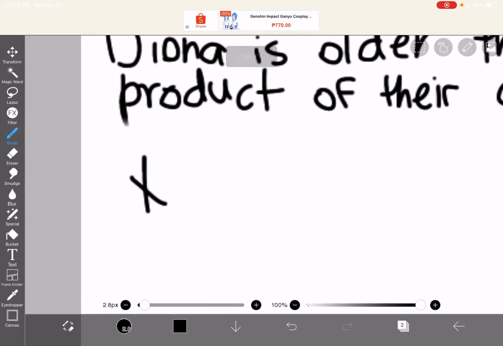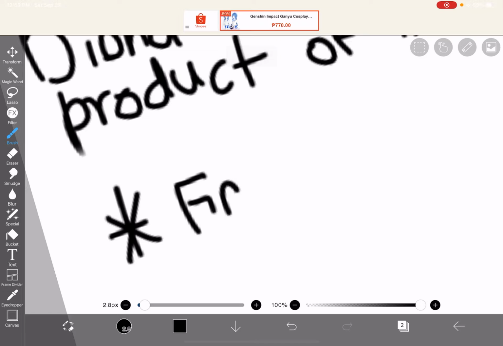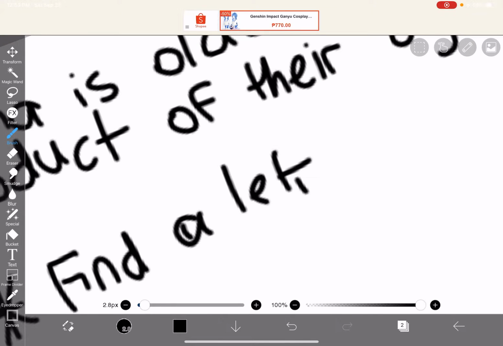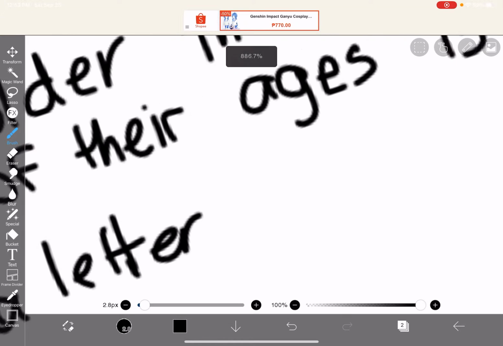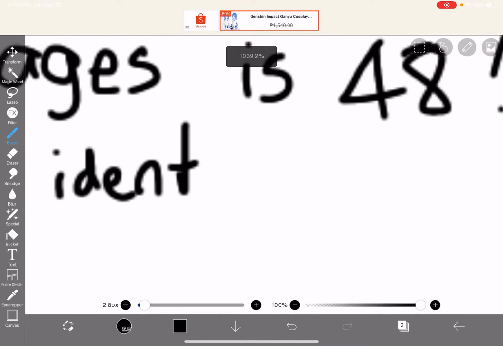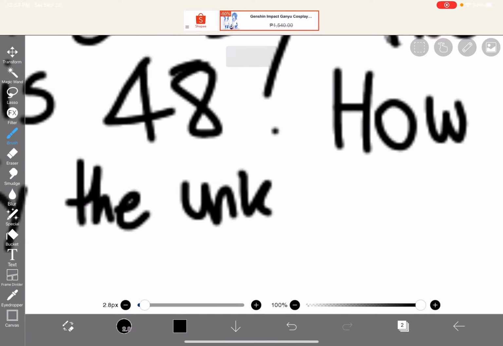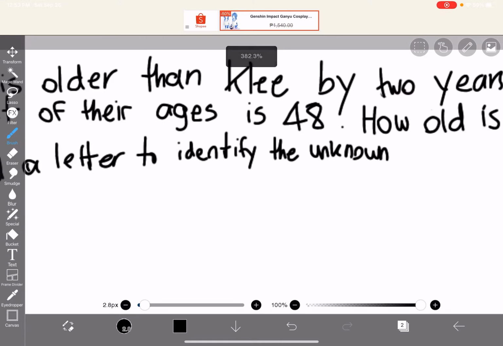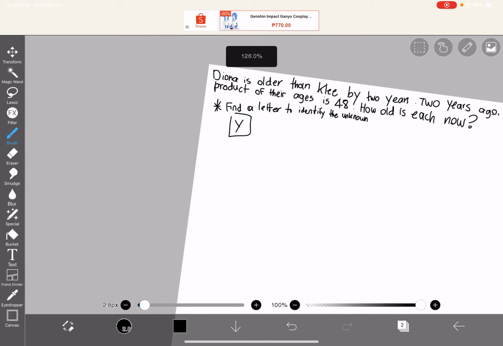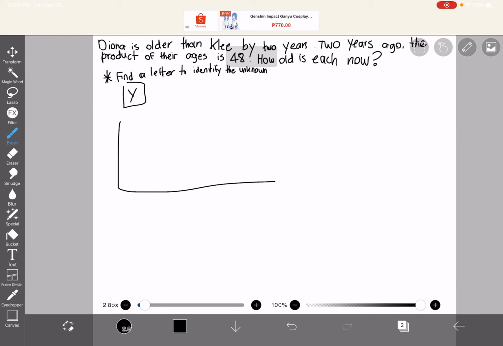So let's find the letter to identify the unknown. And let's change it for once and use Y. Now, let's create a small little chart for every person featured.